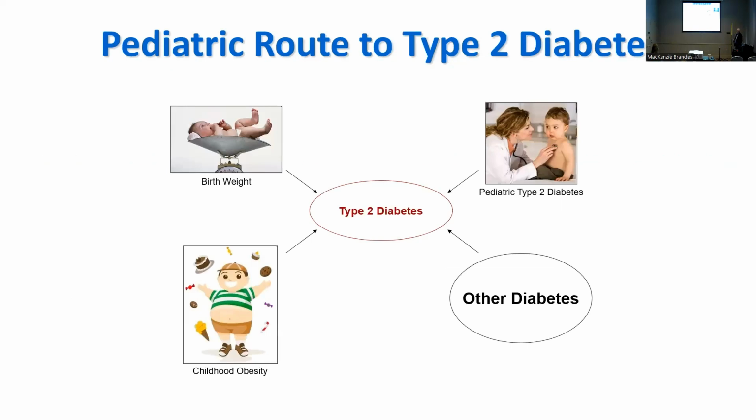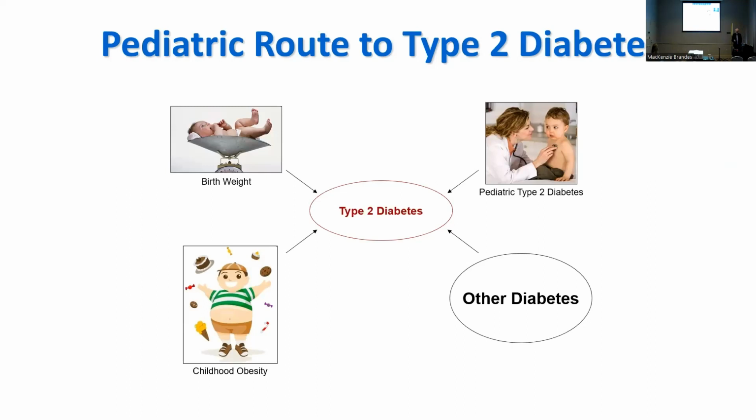So this is sort of what I work on. I work on the pediatric route to type 2 diabetes. The idea being that if you're obese as a child, you're more likely to have type 2 diabetes in later life. If you've got a lower birth weight, you're more likely to get type 2 diabetes, etc.